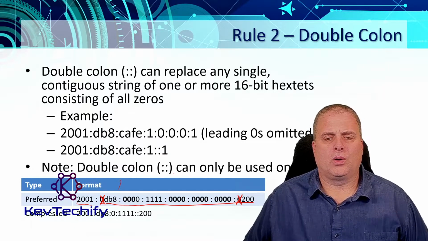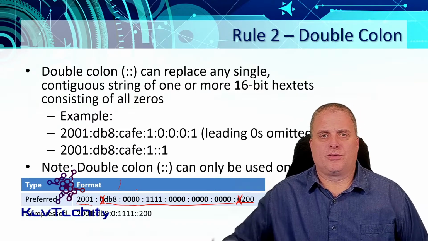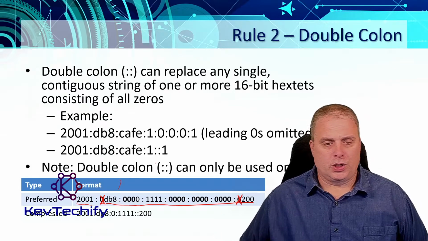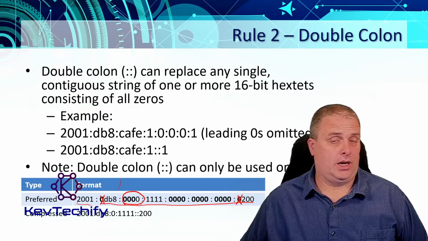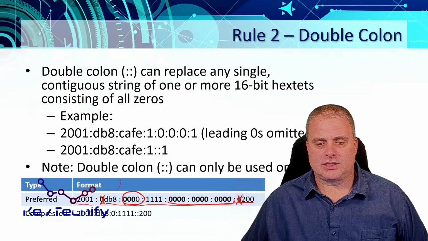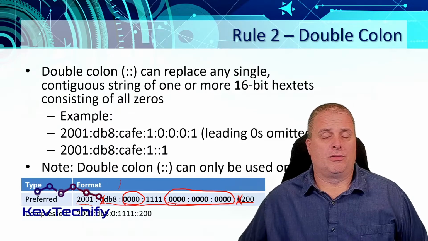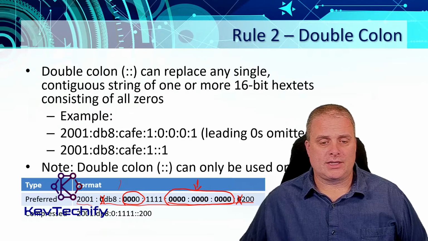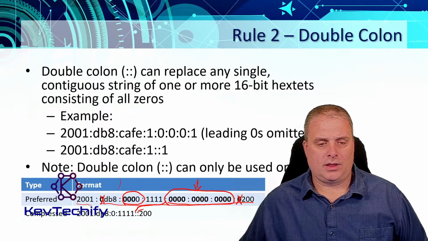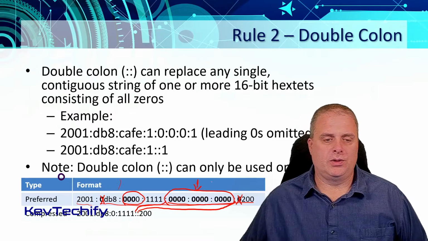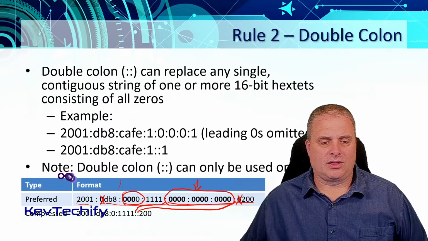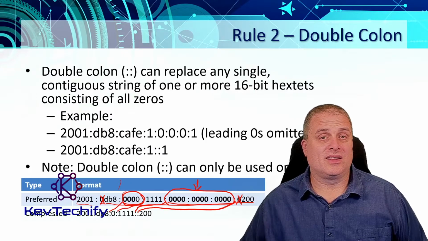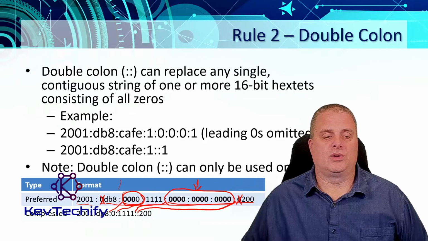Do note, the double colon can only be used once in a number. And for me, what I would do is pick out the longest string of zeros and put the double colon in there. You could possibly put the double colon right here, or you could put the double colon on these 3 hextets of zeros. For me, I picked the longest one, which is this one. It's 12 zeros in a row, and you can replace that with the double colon, but you can only do that once. And so this third hextet right here has to be written out as a 0, but you can omit the leading zeros and take that down to just a single 0 again.